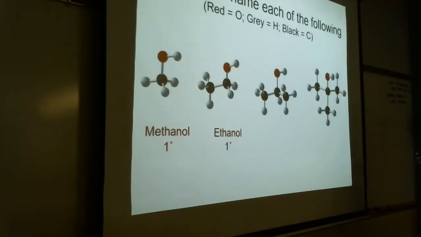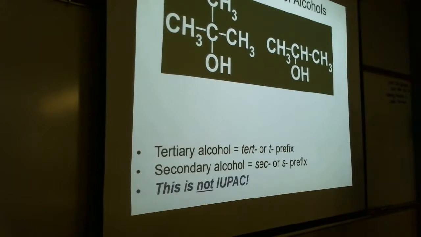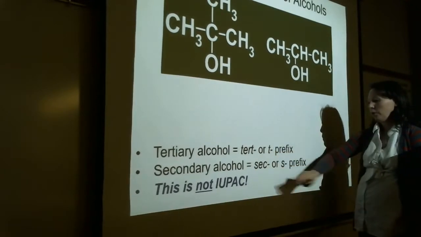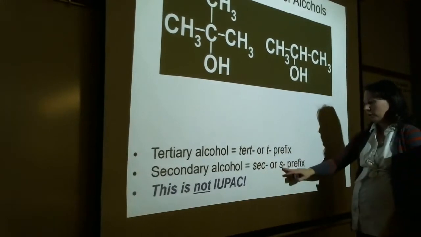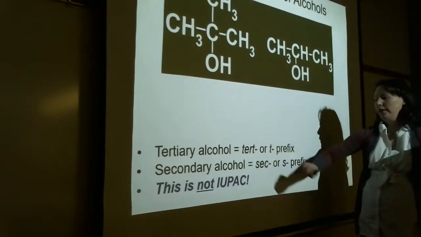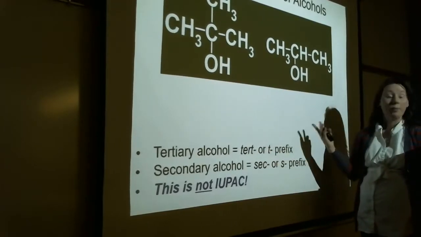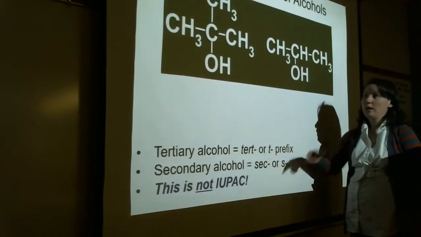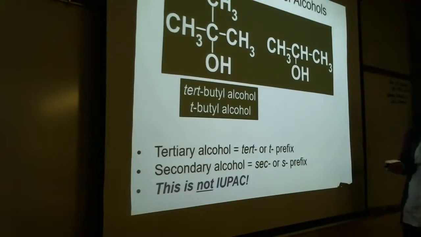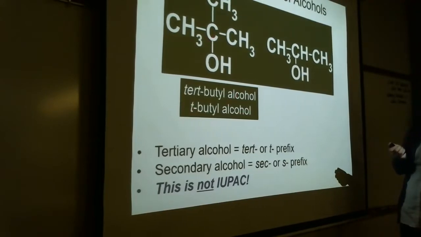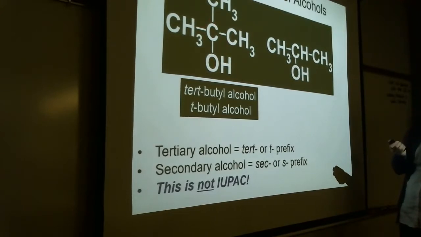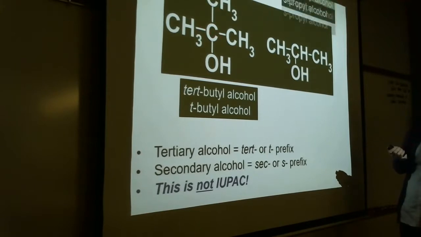All right, I think we can skip over this. Now, common names are something that you see. You see TERT or T, or SEC or S, which stands for tertiary and secondary. These are called common names. Those are not IUPAC names. I don't think your homework is going to ask for these, but I still like to show it to you. So, for instance, this would be T-butyl alcohol because that is a 4-carbon configuration, and it's got the alcohol on a tertiary carbon.